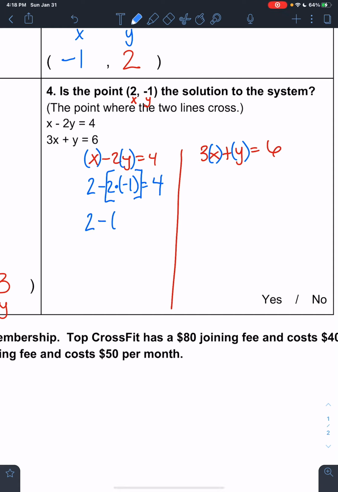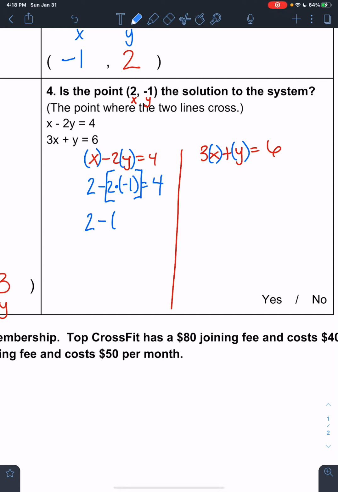So we'll do the same thing on the same one. 3 times x is 2 plus y is -1 equals 6. So we get 6 plus -1 is -1 equals 6. No, 6 take away 1 is 5. 5 does not equal 6.